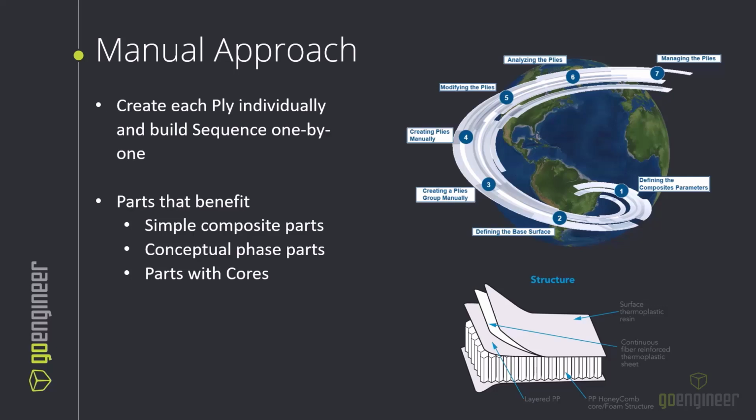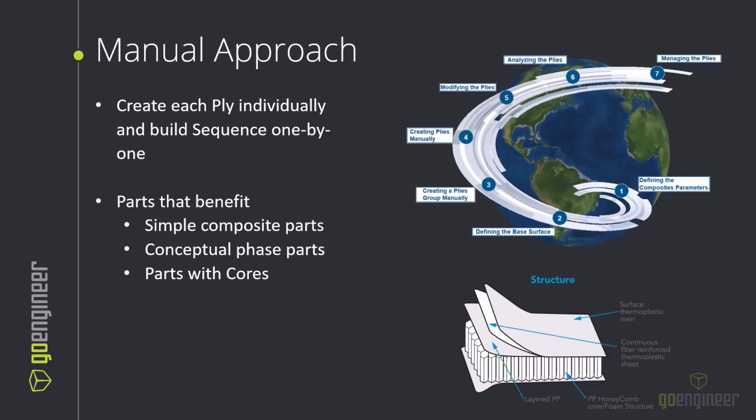So this approach is beneficial when used for simple composite parts that have a minimal amount of plies, so minimal that it's actually faster to use the manual approach than it would be to create a grid, create the cells, combine the cells, etc. This is also beneficial for conceptual phase parts. The way that we're designing these plies and creating this composite definition, we have a lot more freedom to mess around with the definition and contour of our plies. And finally, this is beneficial for parts using cores, where a core is a non-composite material embedded into our composite layers to provide a certain property to our part.